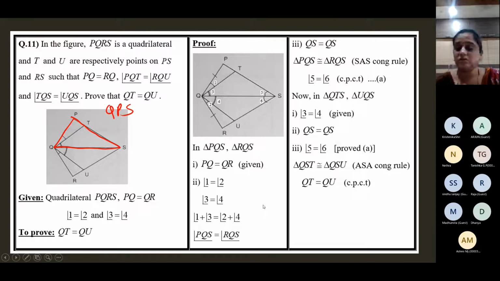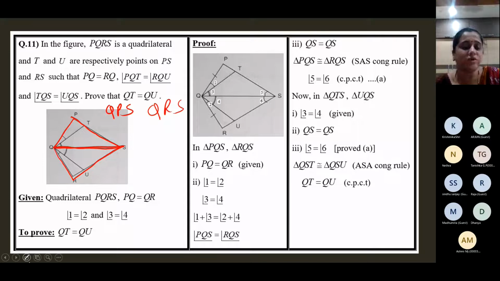All right, children. So we have to take up, so I was telling you, since we will not have sufficient information to show that both the sets of triangles are congruent, we need to take up this triangle QPS and this triangle QRS. QPS and QRS.